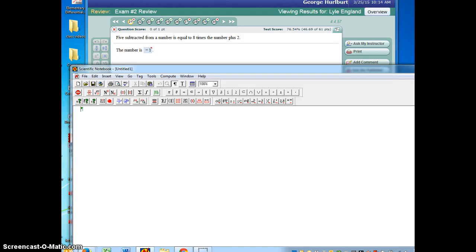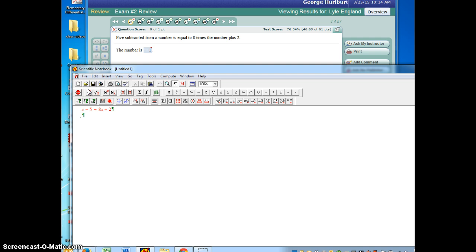All right, let's work through your problems here. Number 21 says 5 subtracted from a number is equal to 8 times the number plus 2. So that's going to be 5 subtracted from a number. That's going to be x minus 5 is equal to 8 times the number plus 2. So there's your setup on that one. Go ahead and solve. Let's see, what do you get?